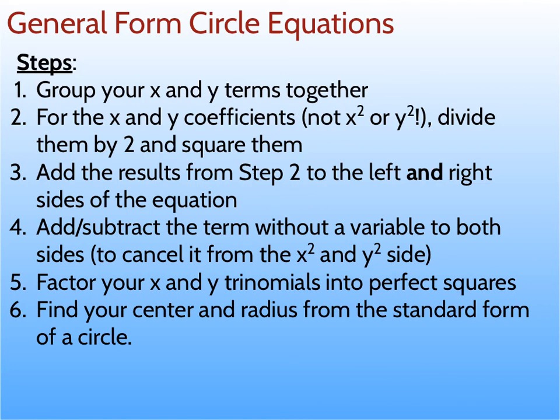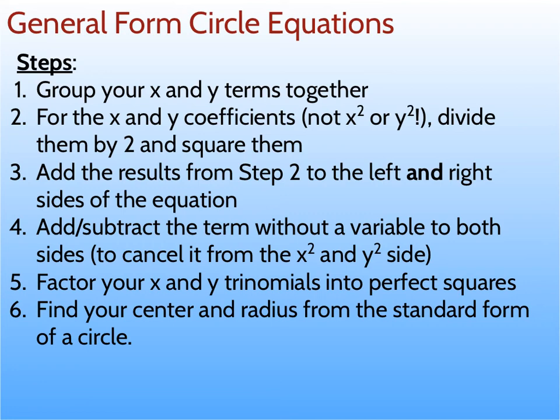Then you're going to factor your x and your y trinomials into perfect squares. And the easy way to think about this is when you do this dividing by 2 part, what you're going to have is x plus whatever you got here and y plus whatever you got here, and then you'll square them. You'll see how it goes in the example. And finally, you're just going to read off the center and the radius from the standard form of the circle the same way we have been doing.